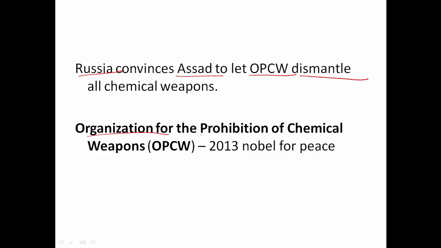The Organization for the Prohibition of Chemical Weapons, OPCW, is an international organization. It dismantled all the chemical weapons that Syria had, and for this they won the 2013 Nobel Peace Prize.